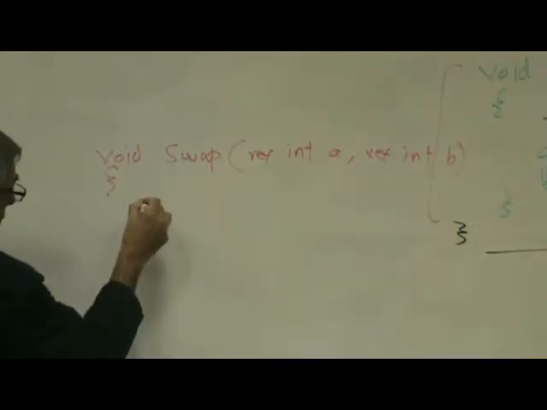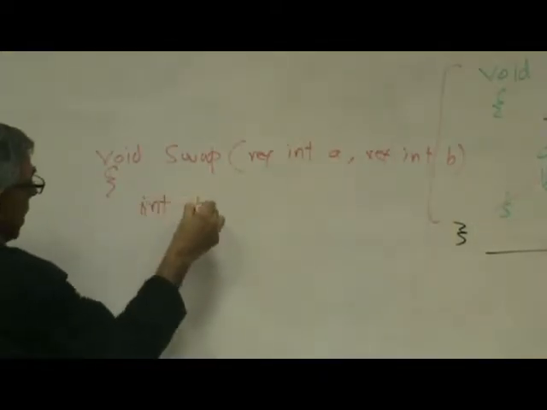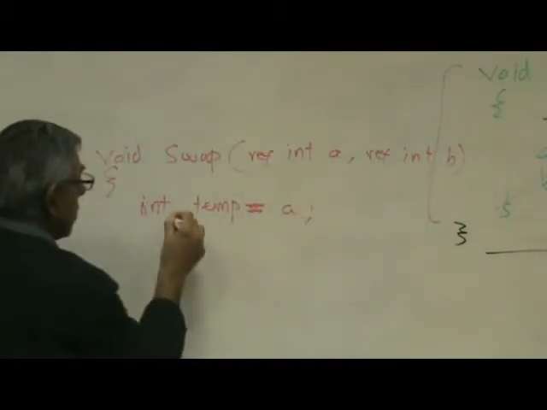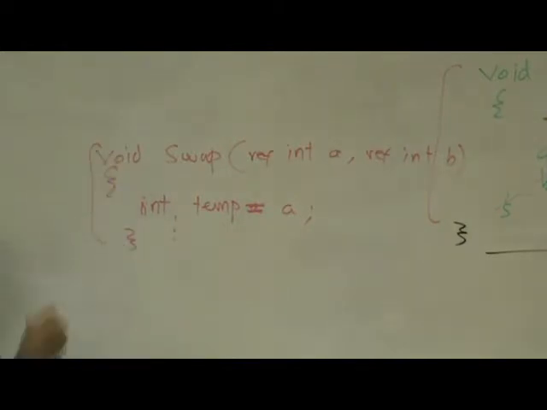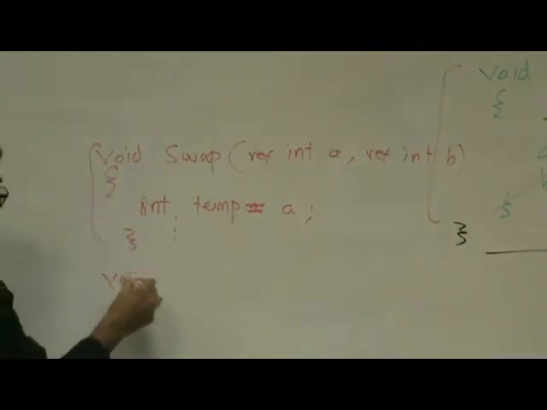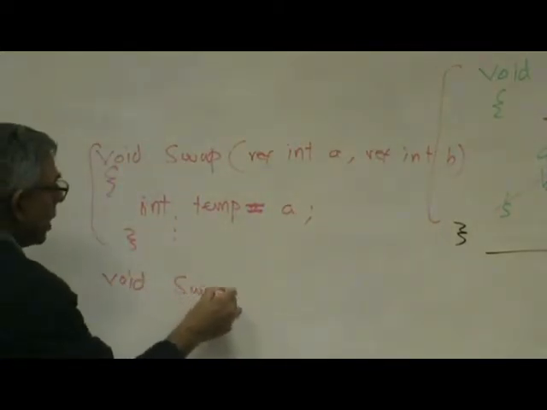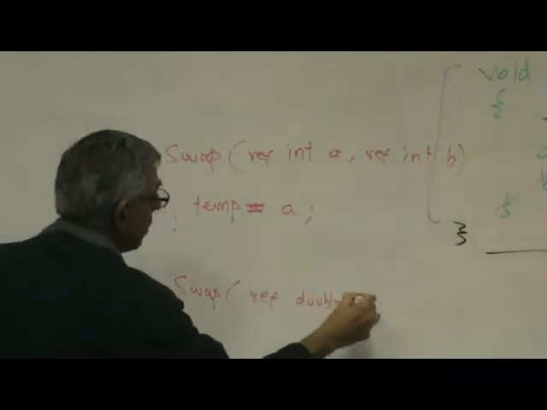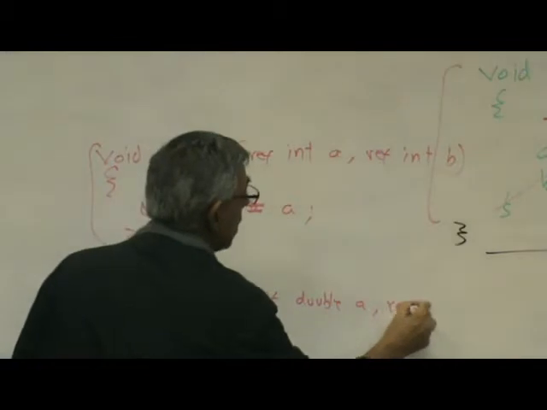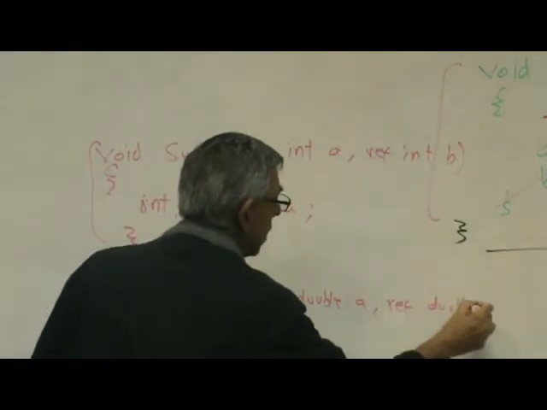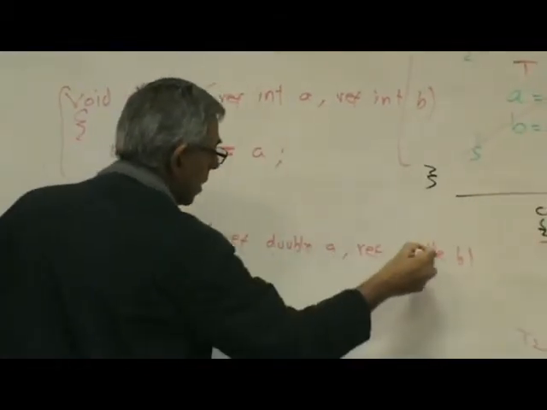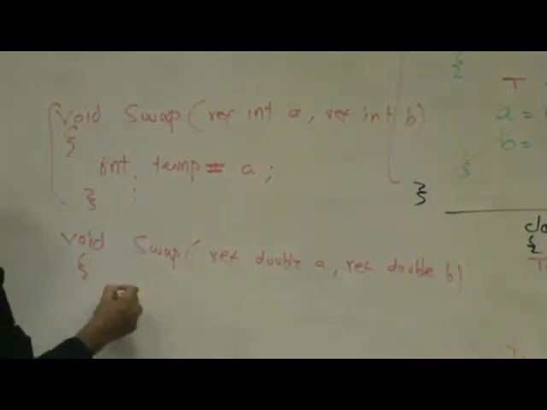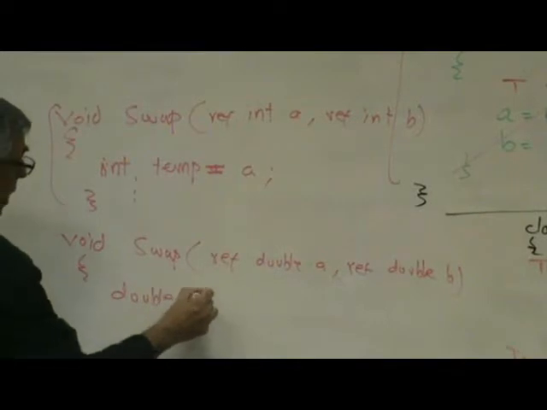Then int temp equal to A, and so on, right? Then write one more method for a different data type. So ref, of course, this will become double. Ref double, and double temp equal to, right?